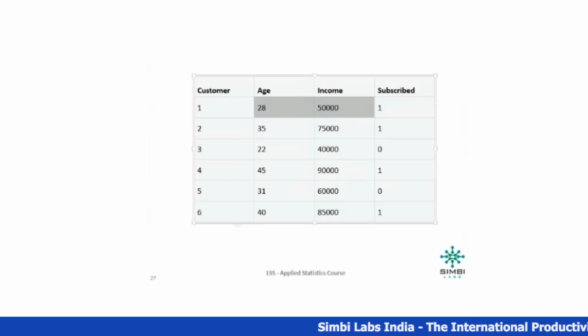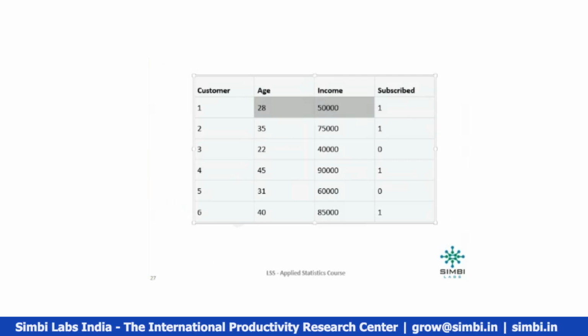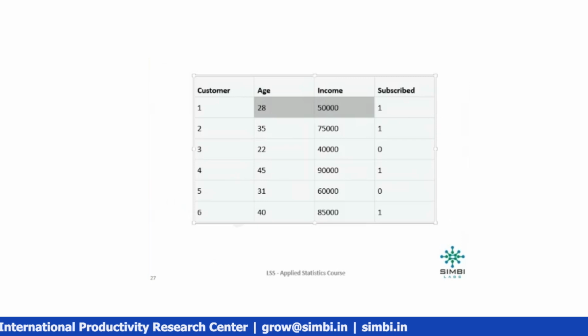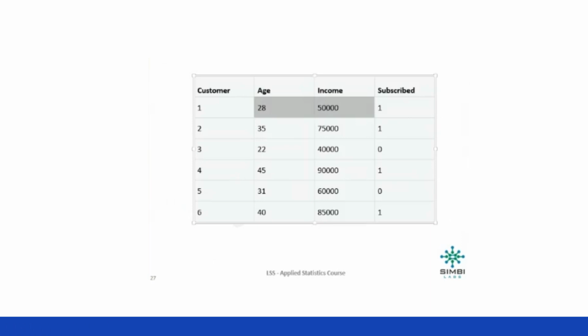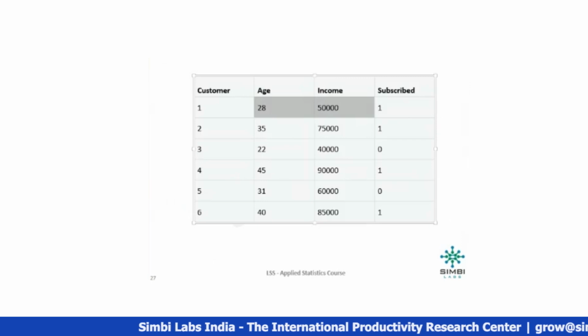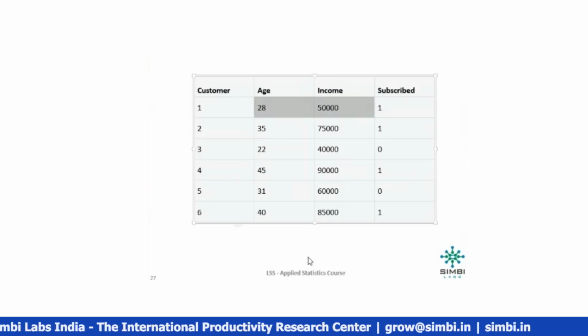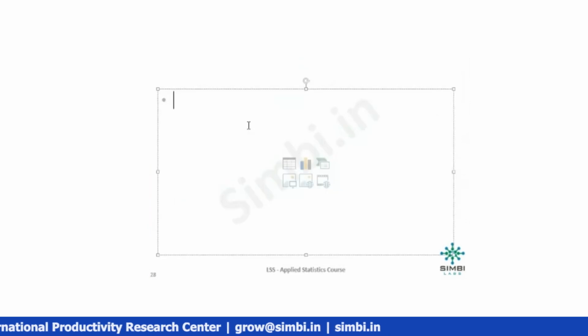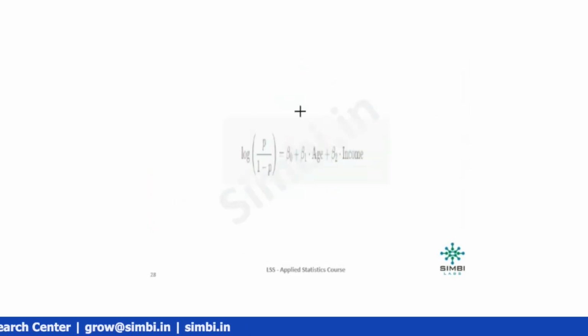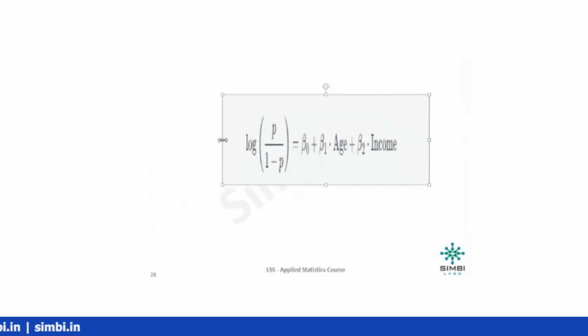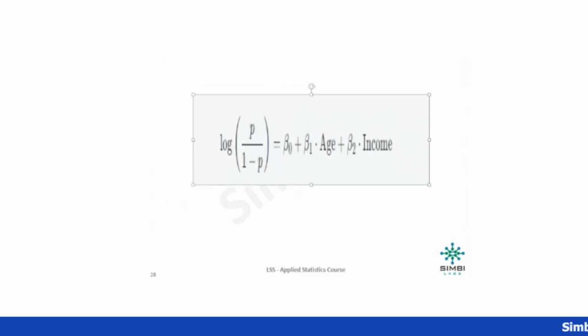We have the features like age and income, and we need to encode the categorical variables and split the data into training and testing sets. Next, apply the logistic regression model. Fit a logistic regression model to the data by applying the formula log of p by 1 minus p equal to beta 0 plus beta 1 and so on. We need to apply this formula for the logistic regression analysis.